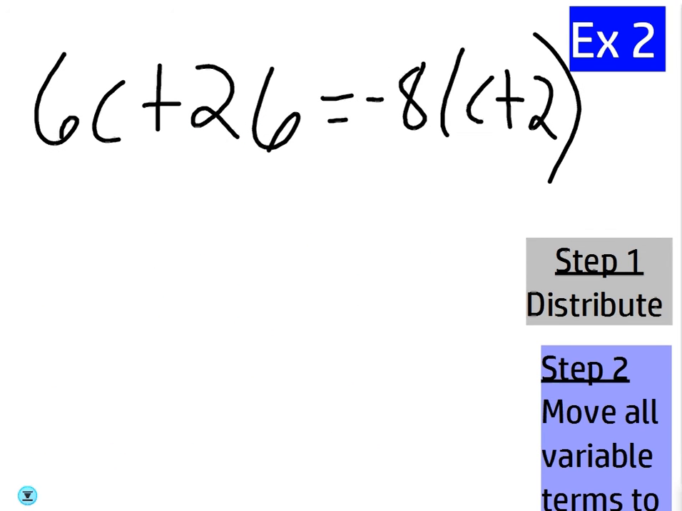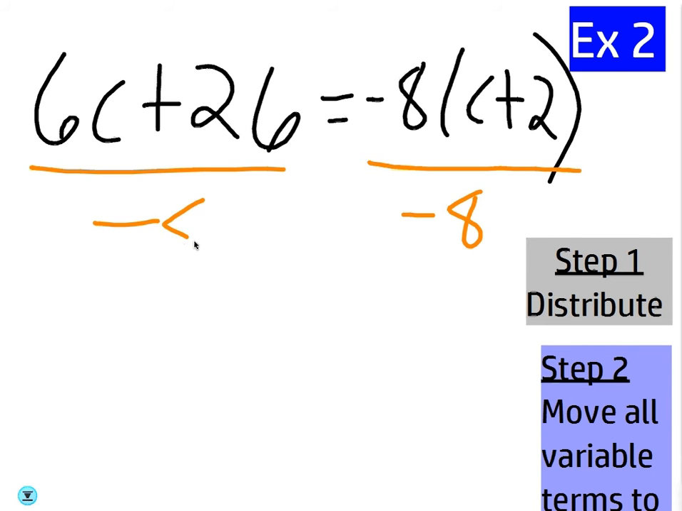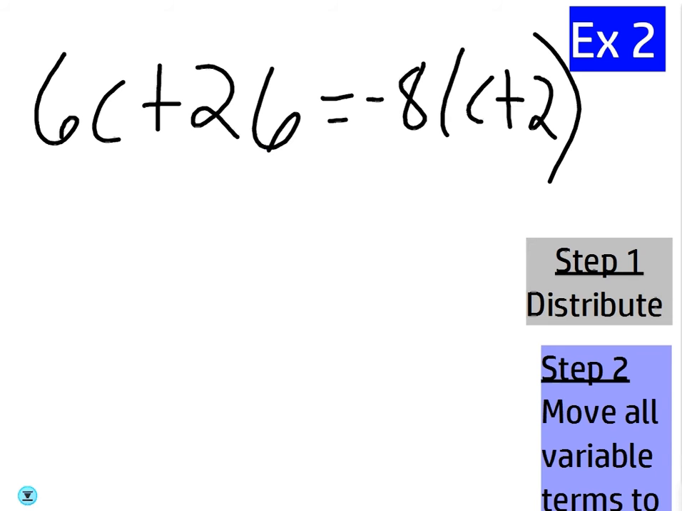All right, so we got 6c plus 26 equals negative 8 times c plus 2. Here you really can kind of see what would happen. I'm going to erase this, but just imagine how messy it would become if you try to divide both sides by negative 8. That doesn't go into 6 or 26, and it's just going to get messy, right? Sometimes in math, you got to stop yourself. When you do a step and it's not helping you, you probably shouldn't do that step. Which is why we have step 1, which is to distribute.